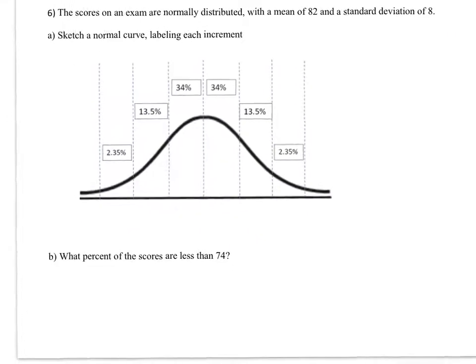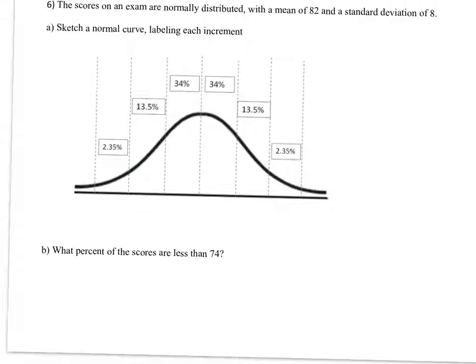And the last one, so it's already giving you the means. My mean here is 82, so I put that in the middle. And it already gives you your standard deviation. So you add 8, you get 90, you add 8 again, you get 98, you add 8 again, you get 106. You subtract 8, you get 74, you subtract 8 again, you get 66, you subtract 8 again, you get 58.